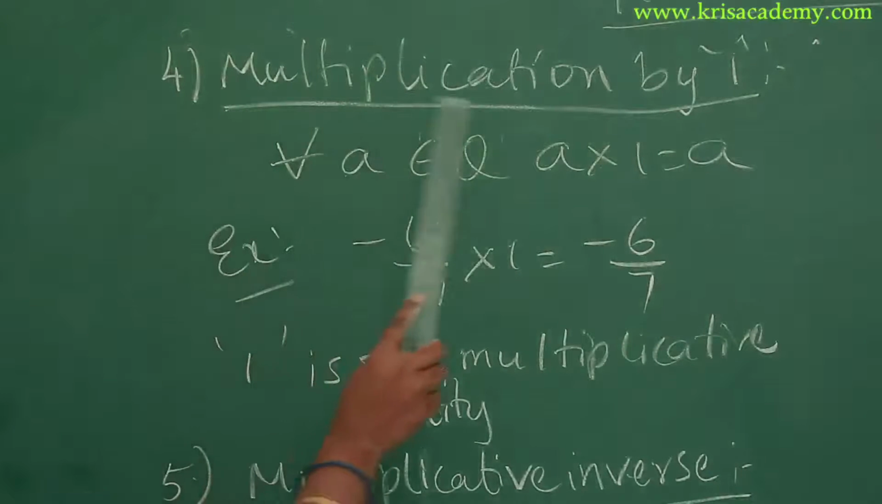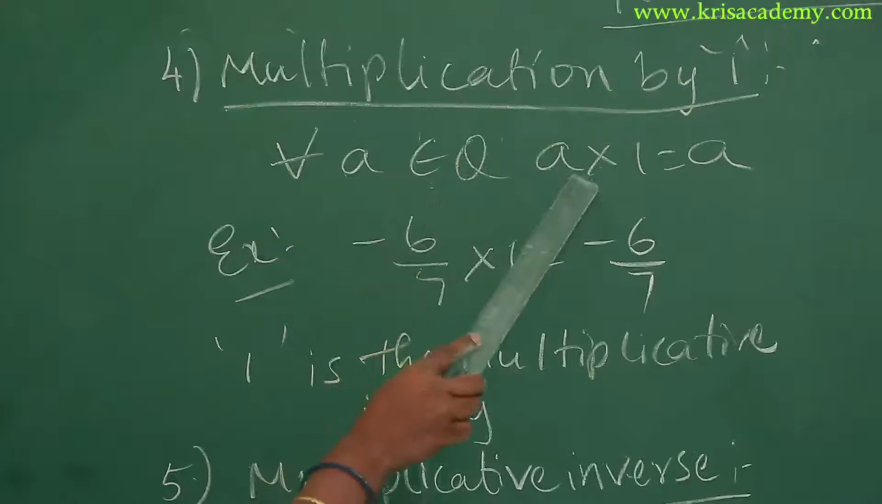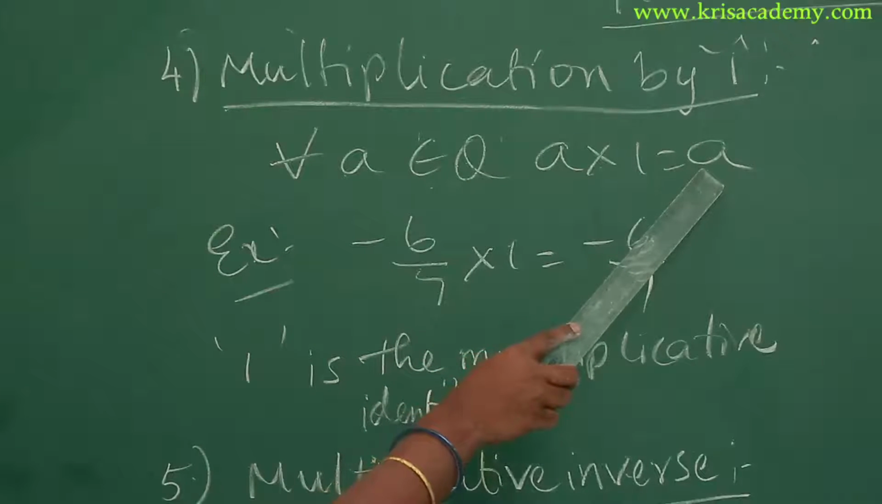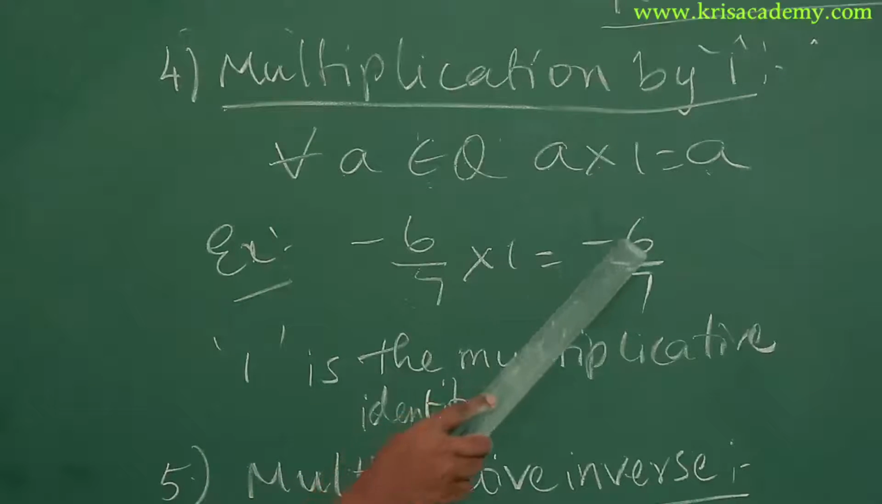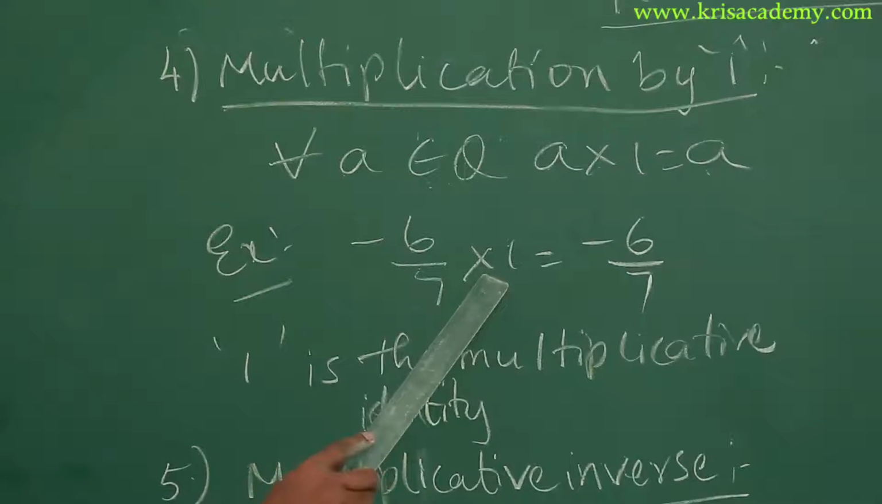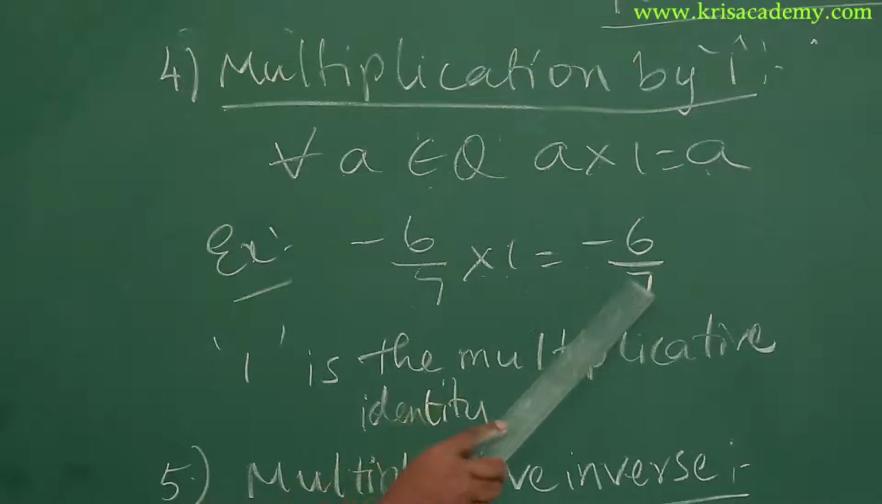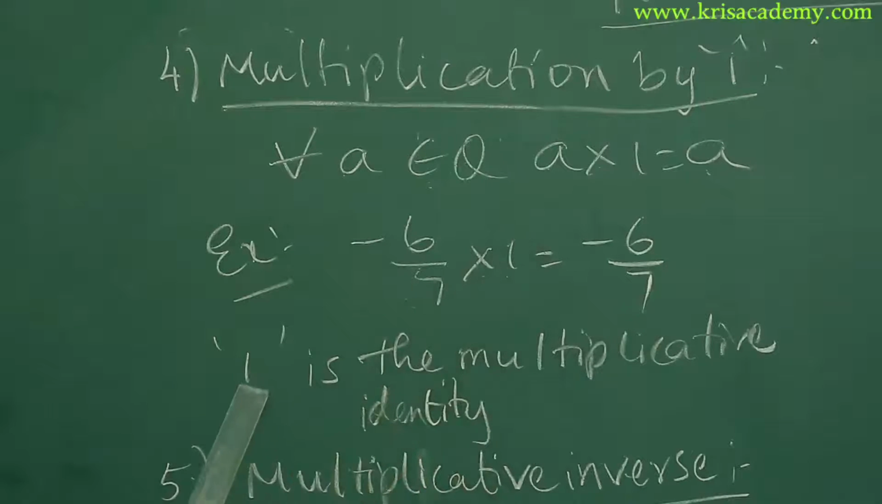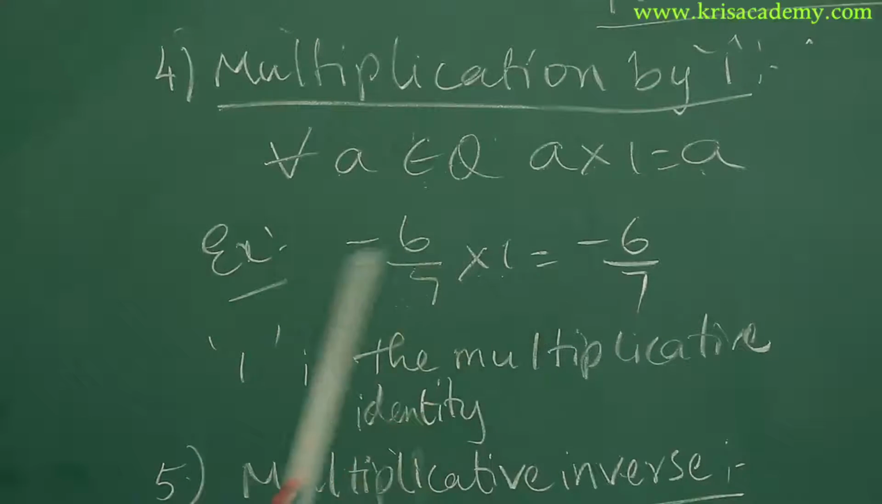Now fourth property is multiplication by 1. For all a belongs to Q, that means any rational number, when you multiply by 1, we will get the same rational number. Example, minus 6 by 7 into 1 is equal to minus 6 by 7. Generally we know, from primary we are learning, any number multiplied by 1 will give the same number. Therefore, 1 is the multiplicative identity.